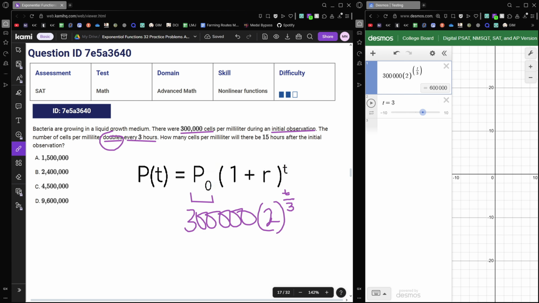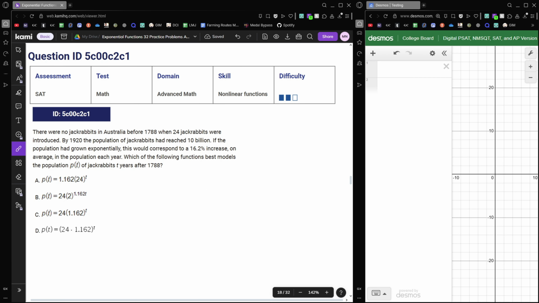Now they're asking us how many cells there will be after 15 hours, so that means we have to set t equal to 15, and we get that the answer would be 9.6 million, which is D. Question number 18. There were no jackrabbits in Australia before 1788, when 24 jackrabbits were introduced.